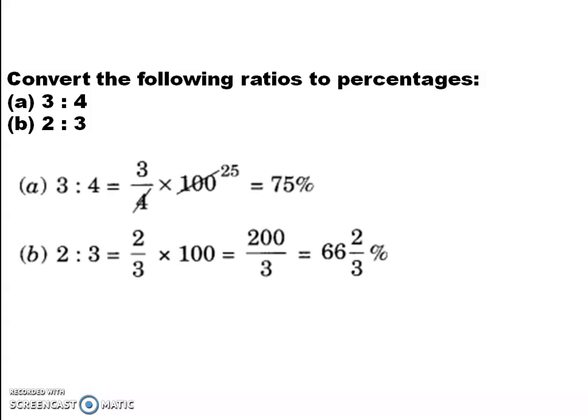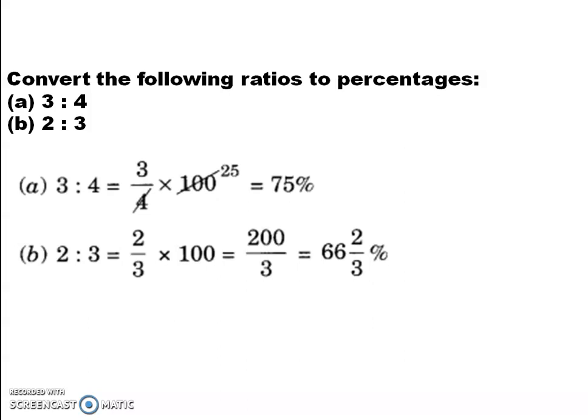When you were in 7th, I told you if you want to convert any type of number to percentage, you will multiply it with 100. Here the ratio 3:4 is given to you. So 3/4 into 100. You will get 75%.